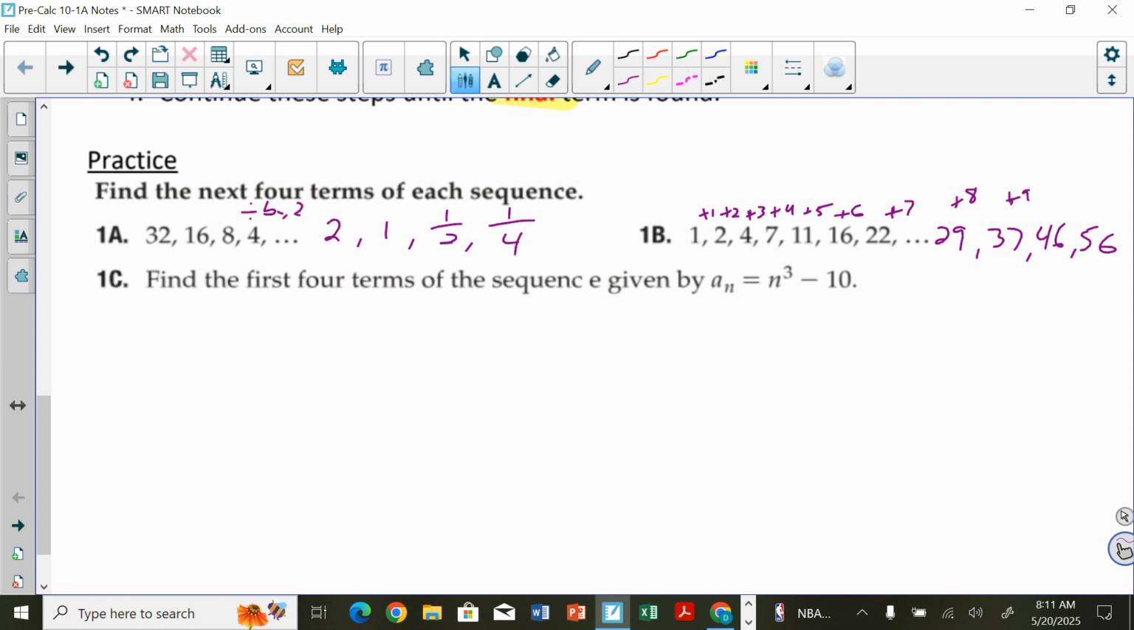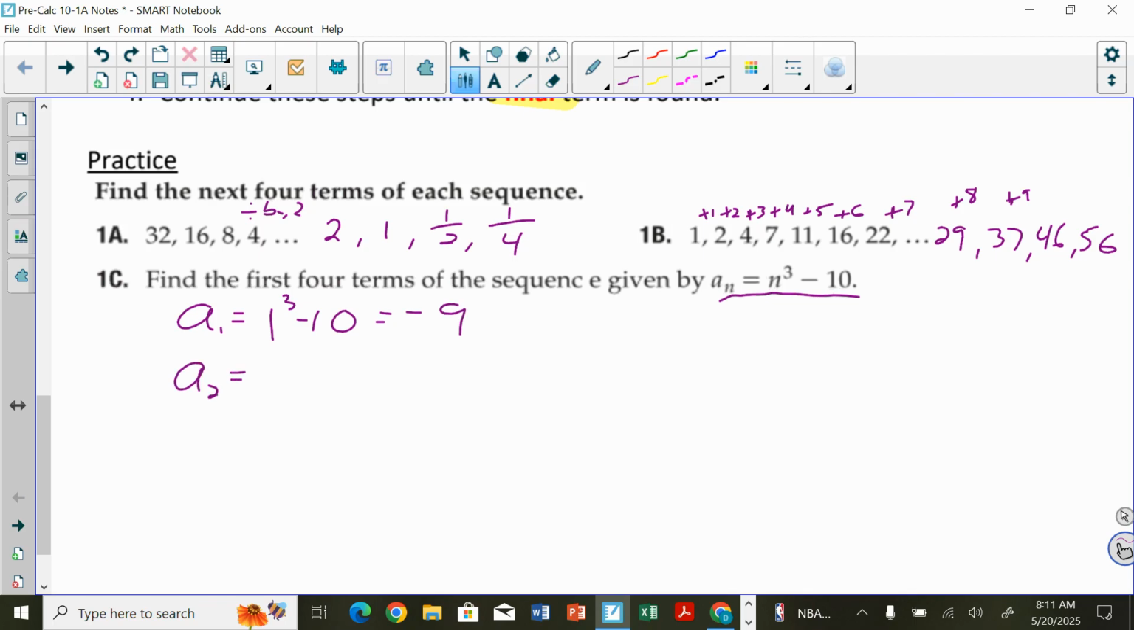1C says find the first 4 terms of the sequence E given by a sub n equals n cubed minus 10. So we just want the first 4 terms. In this case, I'm just going to go a sub 1, right? We want the first term. So we're basically subbing in 1 for n. So it'd be 1 cubed minus 10. So 1 cubed is 1 minus 10 would be negative 9.